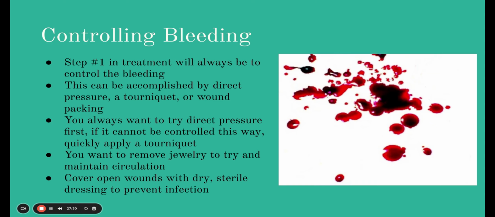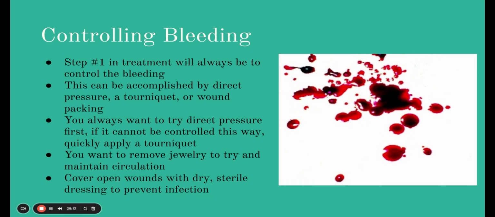Treatment for these injuries is always going to be step number 1, control the bleeding. You always want to make sure, especially with open fractures, amputations, multi-system traumas, that the bleeding is consistently controlled at all times. We're going to start off by doing direct pressure. It's always going to be step number 1, but you might have to escalate to a tourniquet or even possibly wound packing if you have some type of penetrating injury like a gunshot wound or stabbing, anything like that, wound packing.